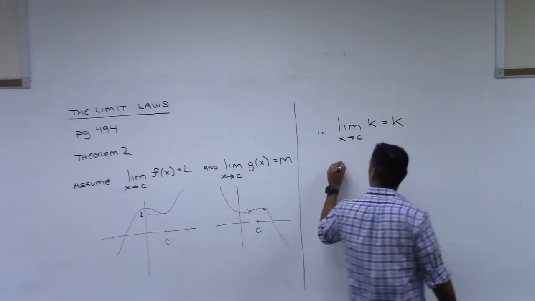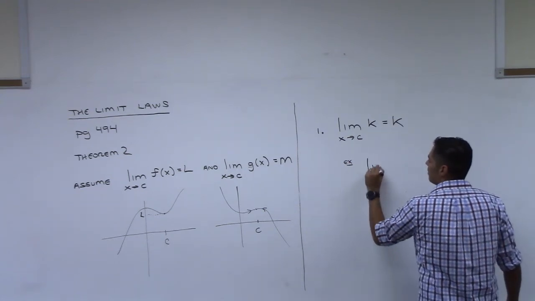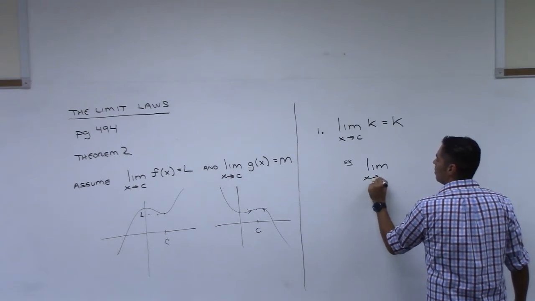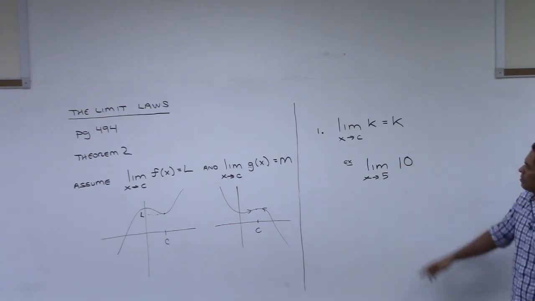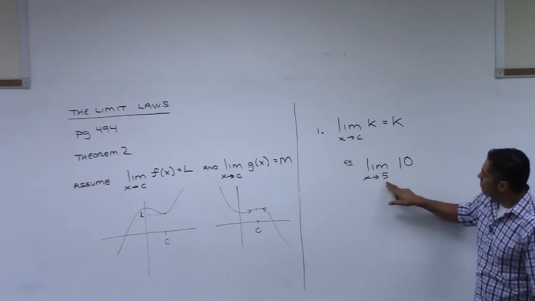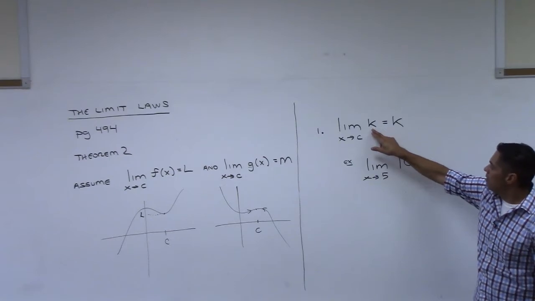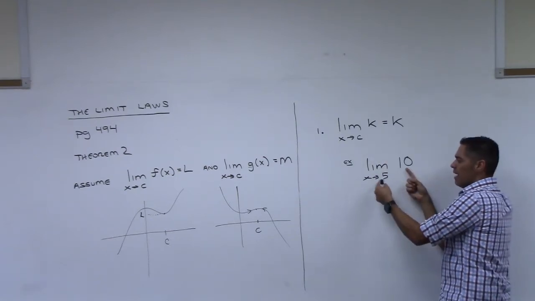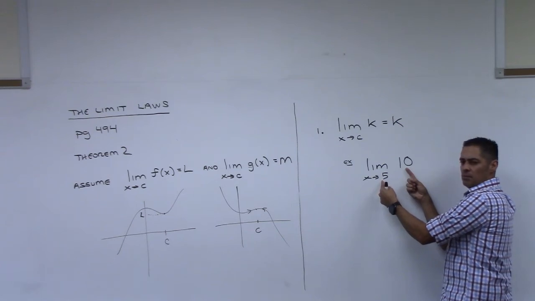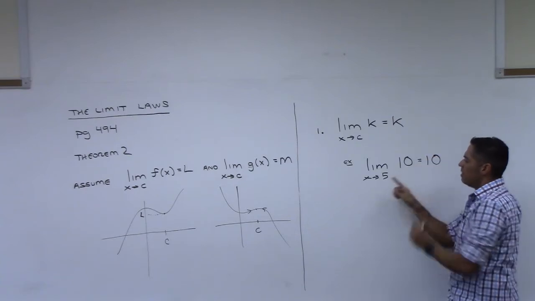Let me give you a specific example of this law in action. If I say, hey, what's the limit as x approaches, let's say 5, of the number 10? So we're approaching some value, and this right here is a number. Then you're saying, hey, look, what does 10 do as I let x go to 5? So what should the answer be? 10.